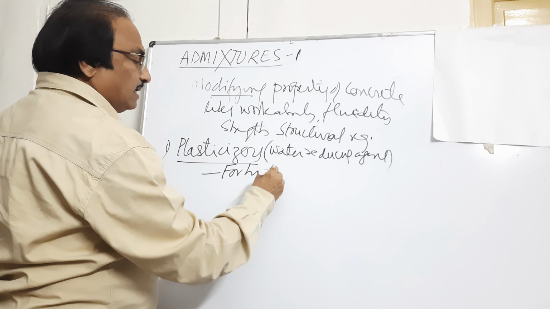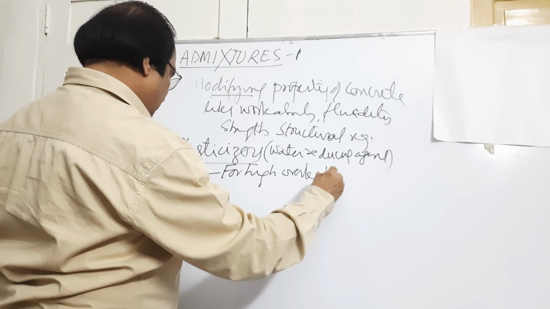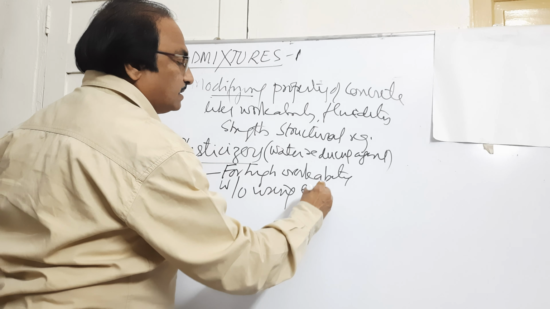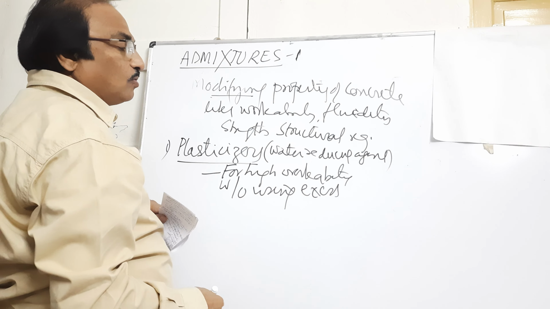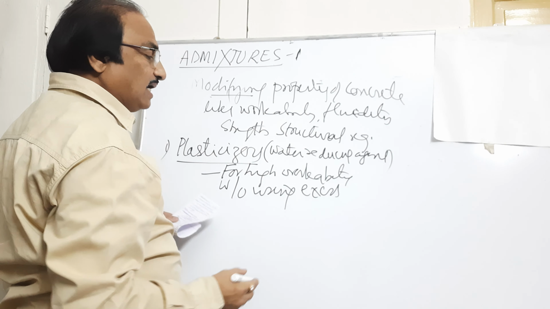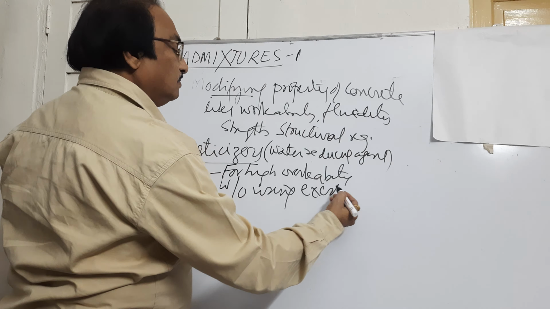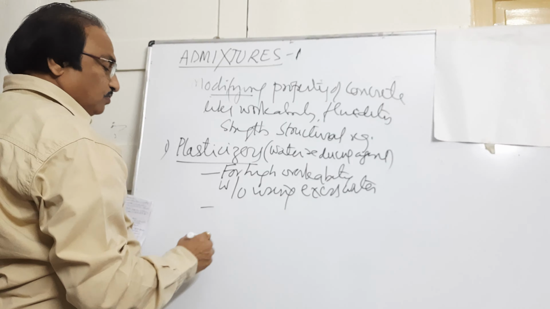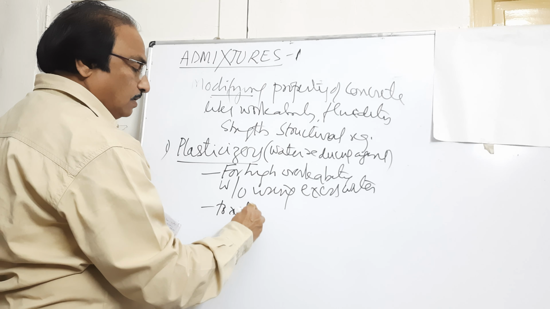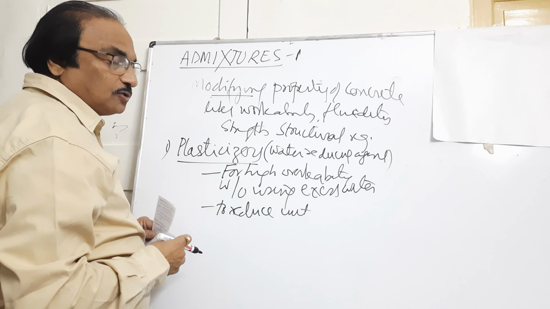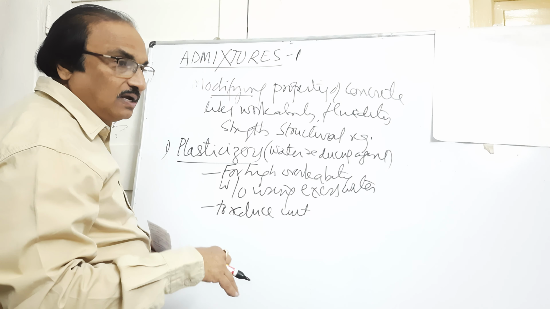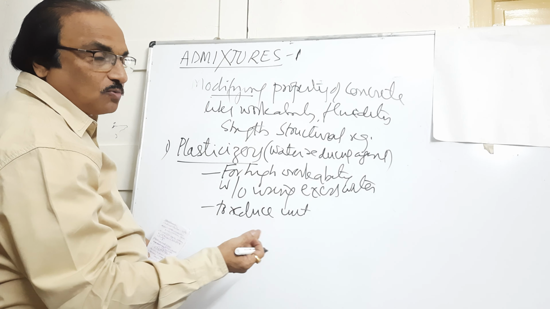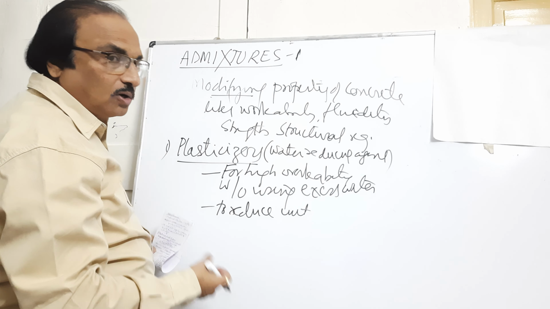For high workability without using excess water. See, when you want more workability, definitely we have to add more water. But without adding more water, we can achieve the workability without using excess water. The other purpose of using plasticizer is to reduce cement. So when we reduce cement, what will happen to strength? It will fall. But this superplasticizer will try to reduce the cement quantity, and because we are reducing the water quantity also.